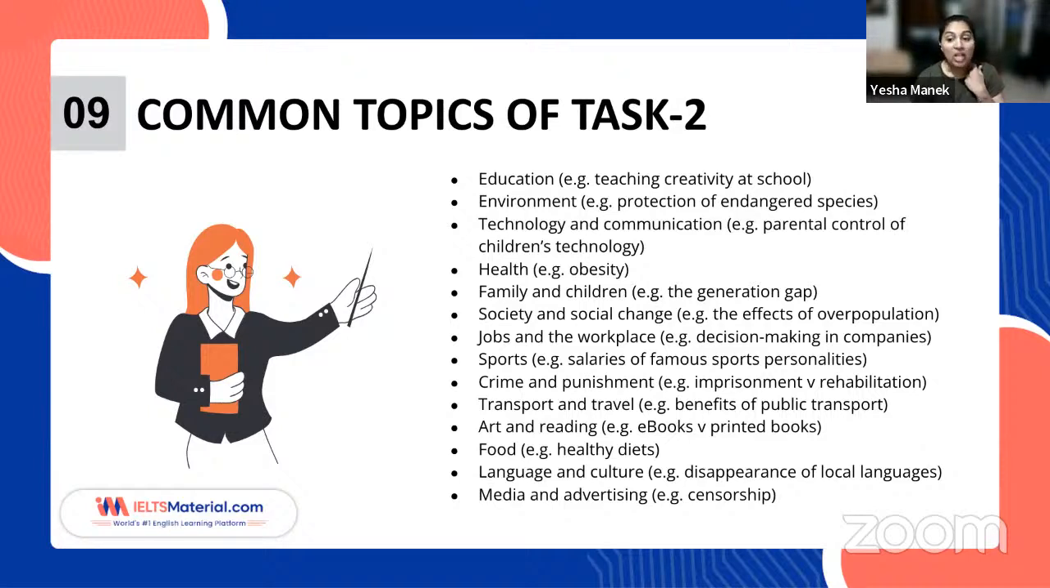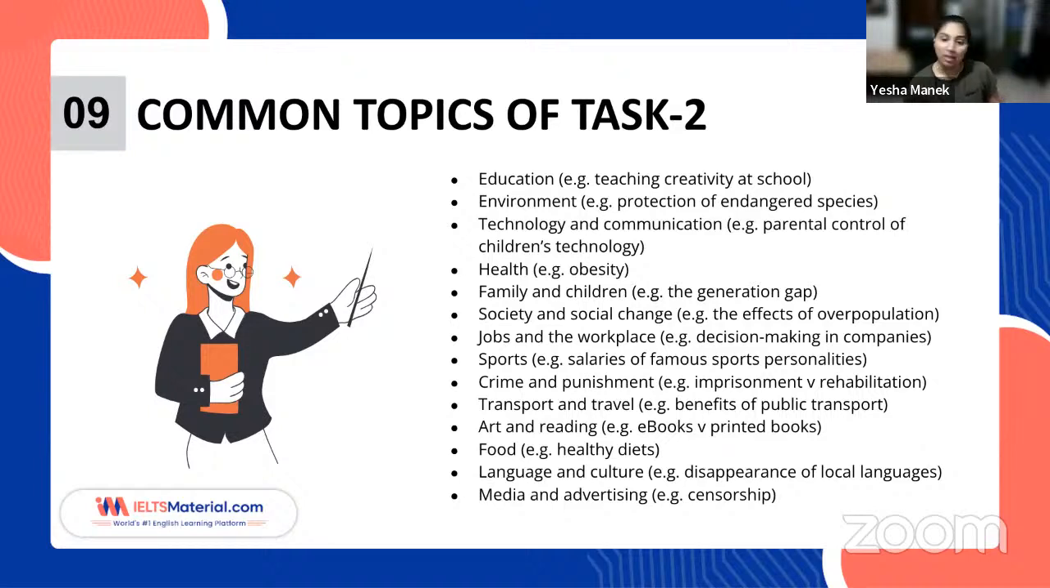Crime and punishment. So imprisonment versus rehabilitation. Criminals should be only considered for punishment and there should be no scope of improvement in them? Or should they be taken to imprisonment, but there should be some rehabilitation facilities as well where they can improve themselves and become a better person in their life.